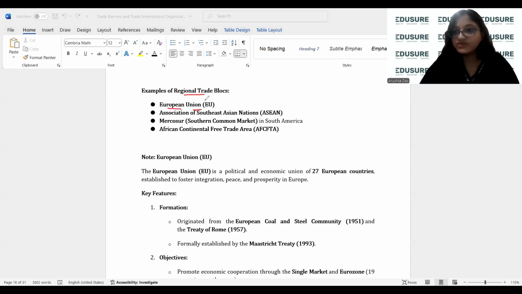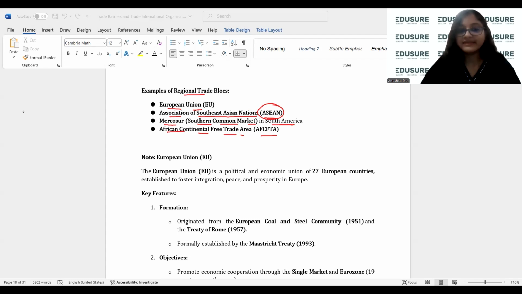Now I've given you some examples of regional trade blocs. As an example, the European Union, we have seen, is a type of economic union. Then you have ASEAN, the Association of Southeast Asian Nations, a regional bloc. Then you have Mercosur, the Southern Common Market in South America. Mercosur is an example of a common market. And then you have AfCFTA, which is the African Continental Free Trade Area. So in every continent, you have some kind of economic integration, regional trade blocs.